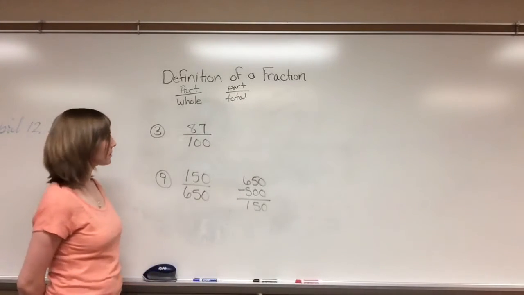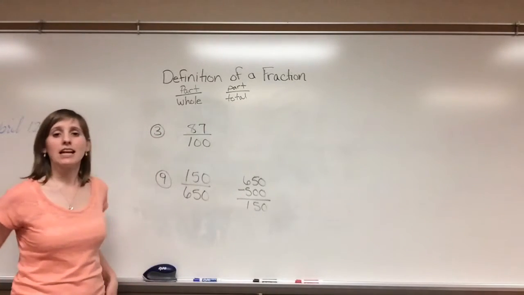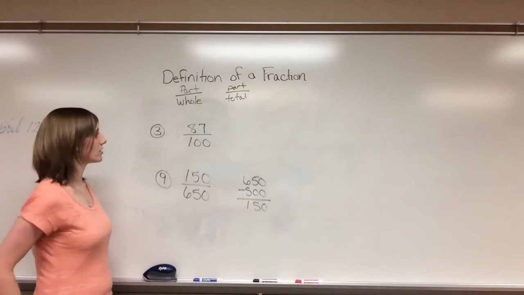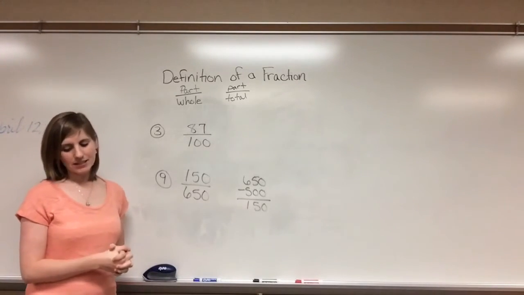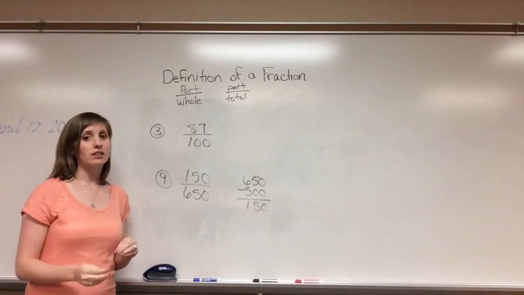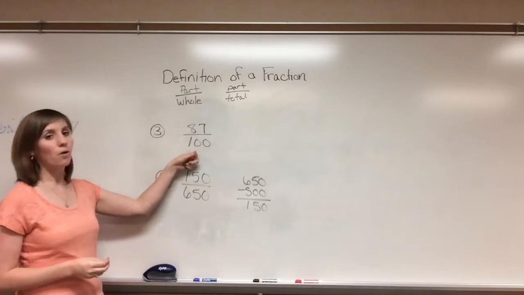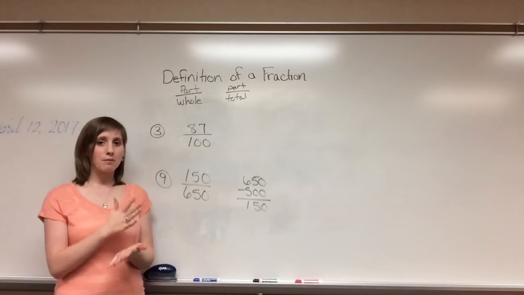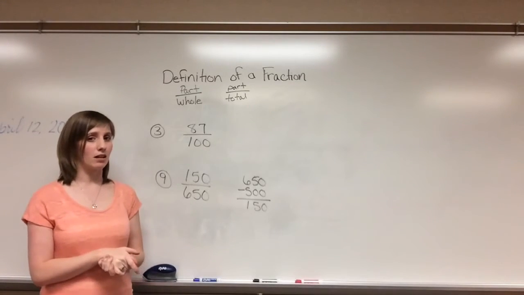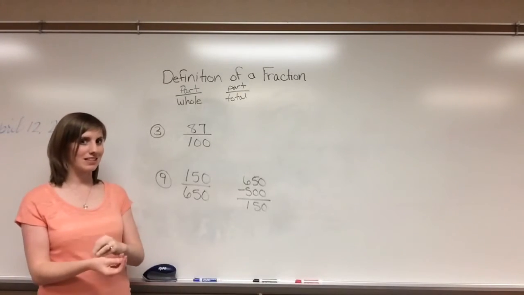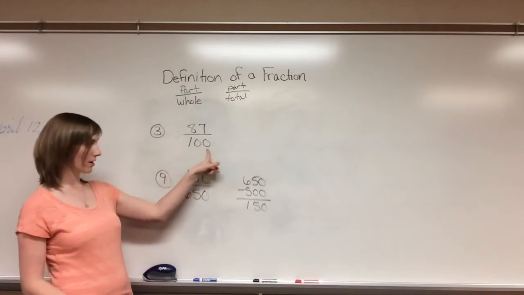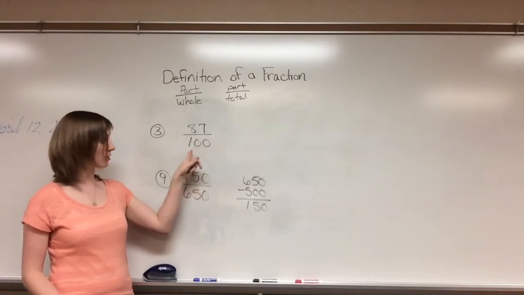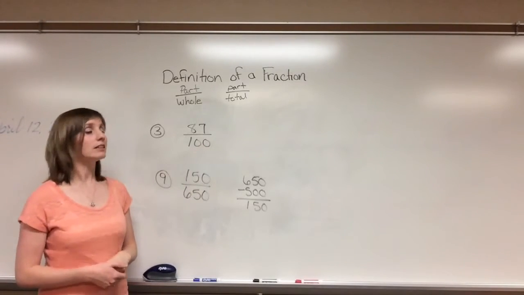Let's take a look at problem number 3. My fraction is 87 out of 100, so let's talk about why. For problem 3, they said 87 cents is what fraction of a dollar? So first we need to figure out our whole amount. So we needed to know how many cents does it take to make a dollar. Well, remember 1 penny is 1 cent, so it takes 100 pennies to make $1, so it's 100 cents makes a dollar. So 100 is our denominator.